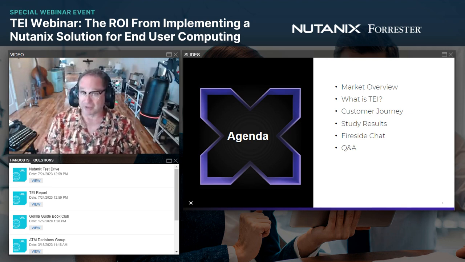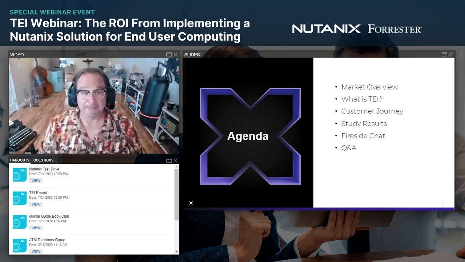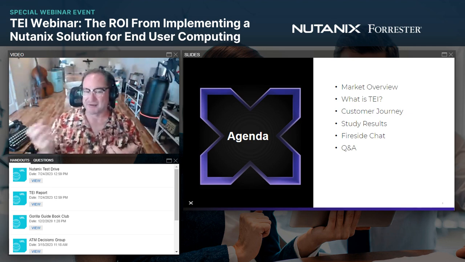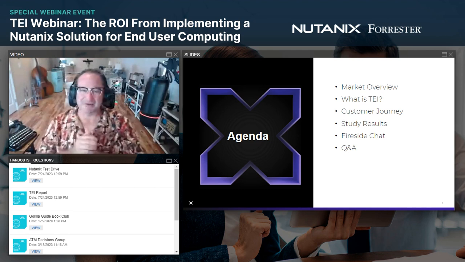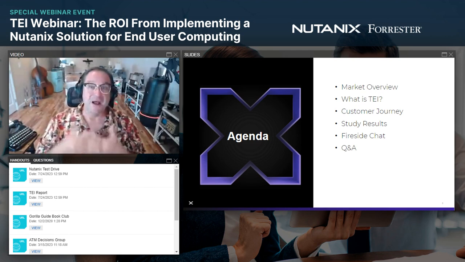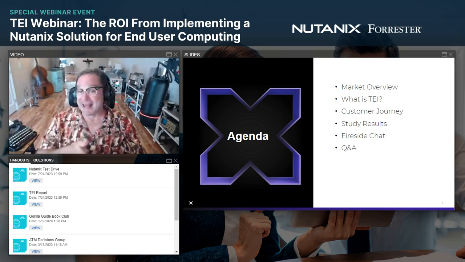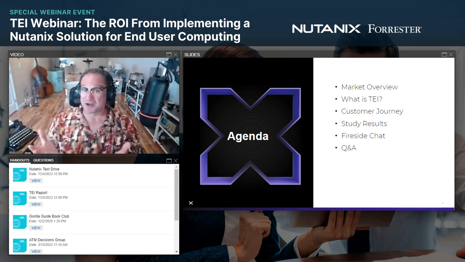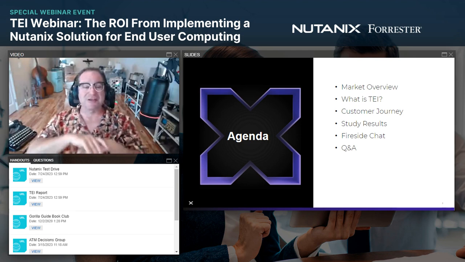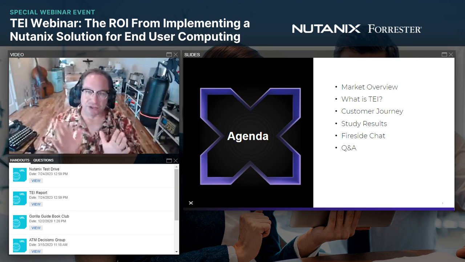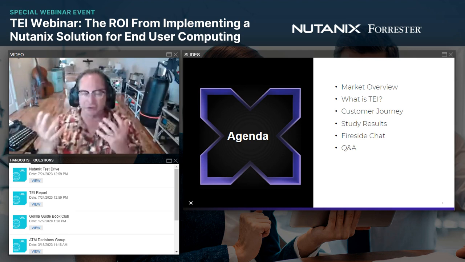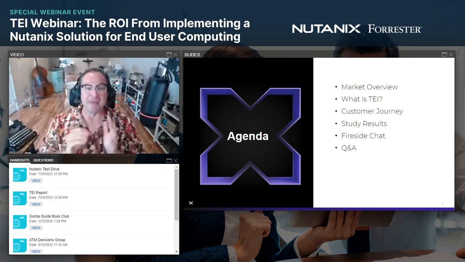We've got a market overview. Who doesn't like that? And then what is TEI? Everybody talks about it. We all talk about TEI, the total economic impact. But what is it? I can't wait to roll up our sleeves and get into that. And then buckle your seatbelt, because we're going on a customer journey. And who doesn't love that customer journey with the highs and the lows and the story arc that we create around it? And then we're going to dive into the case study results.